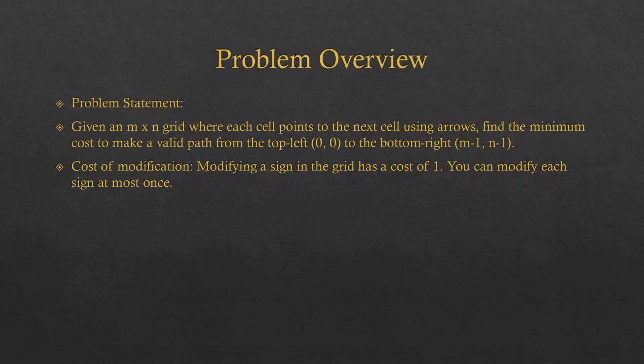We are given a grid and each cell contains an arrow pointing in one of four possible directions. Our goal is to find the minimum cost to create a valid path from the top left to the bottom right of the grid. Modifying a sign in the grid has a cost of 1 and we can modify each sign at most once. The challenge is to figure out how to do this with minimum cost.